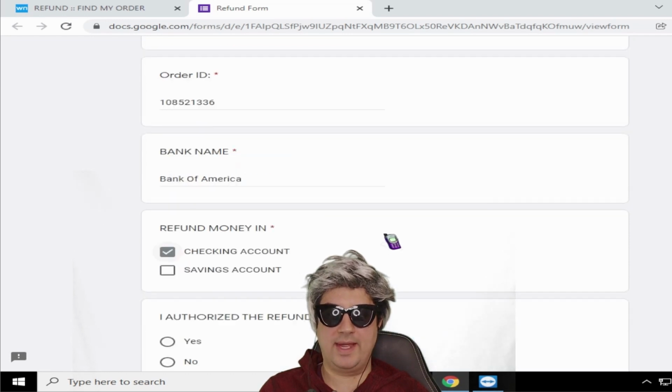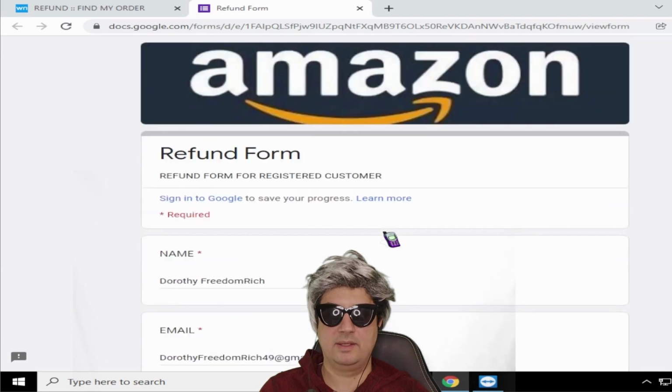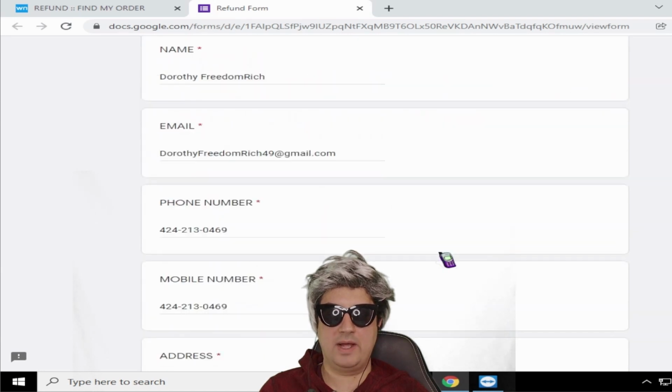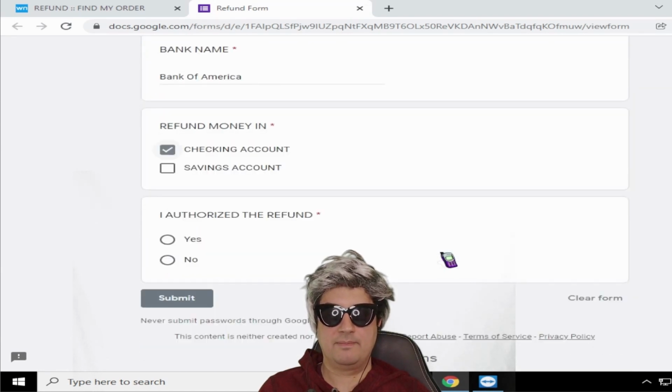Isn't it you who is getting this money? Look, it says refund form. What else would I be doing? One of the things now that I get older is I find out that people always ask questions that they already know the answer to. Why would I be filling out a refund form?